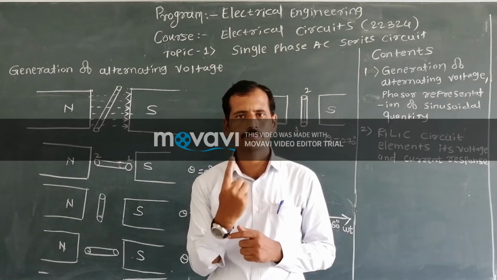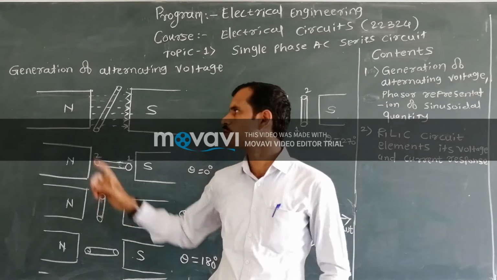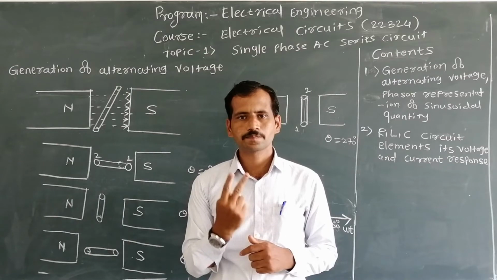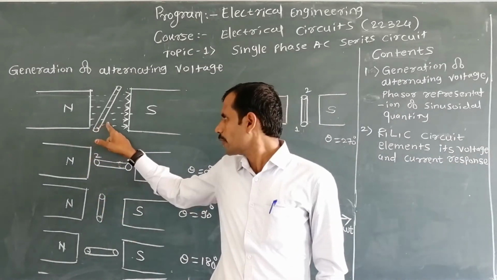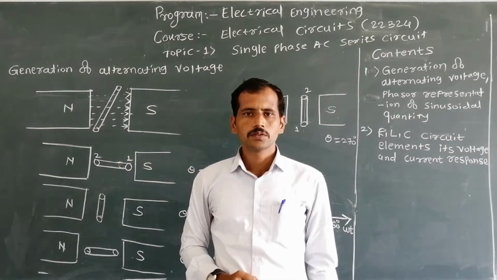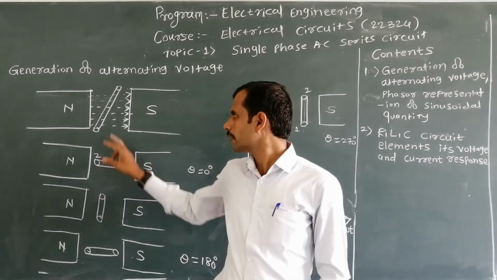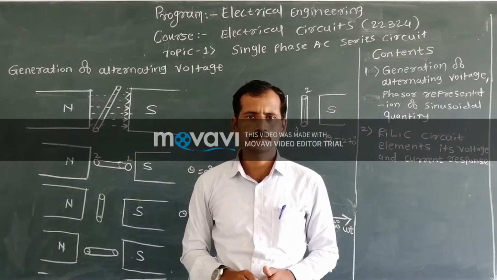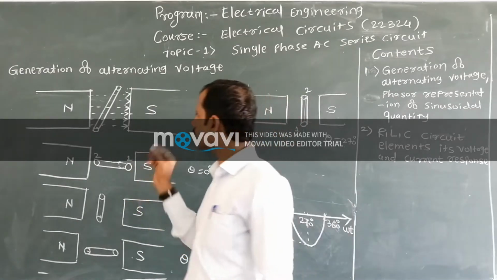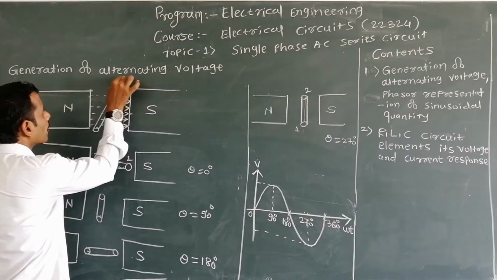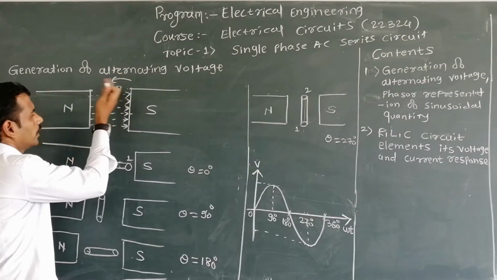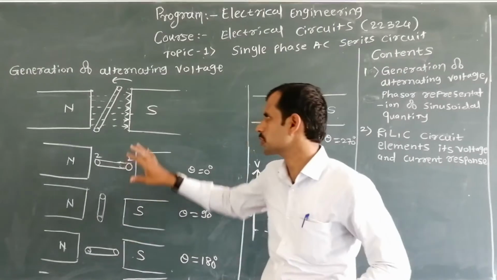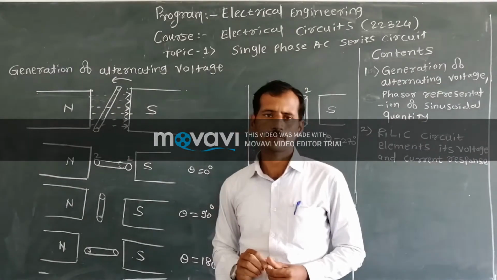First requirement is magnetic field, that is we have shown north and south pole. Second requirement is conductor, we have shown here. Third requirement is relative motion. So we can take a turbine or prime mover. Here it is not shown, so we just represent it. With the help of turbine, we can rotate this in anti-clockwise direction. So this is construction. Next we will see working.